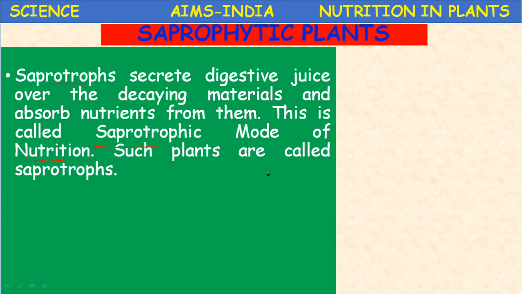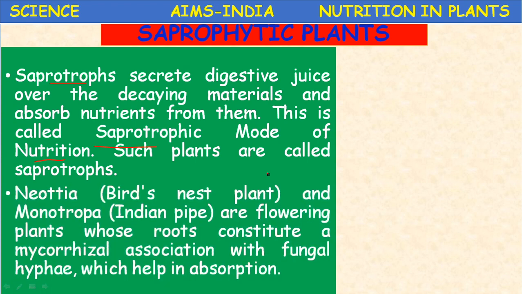Such plants are called saprotrophs or saprophytic plants. For example, Neottia. Its common name is bird's nest plant. This is the scientific name, and the common name is bird's nest plant. And Monotropa, which is commonly called Indian pipe.